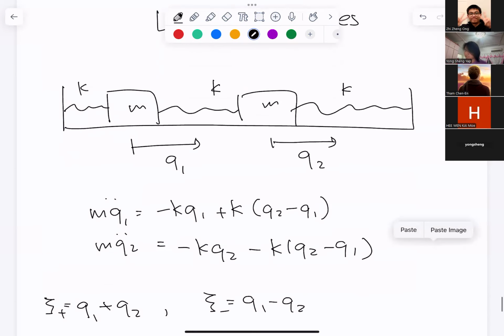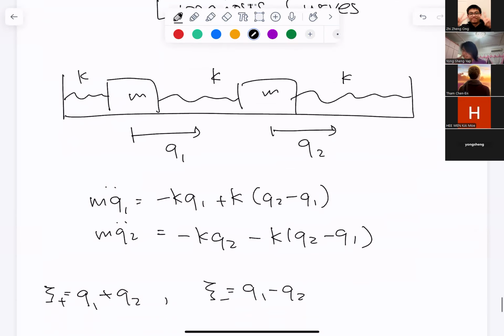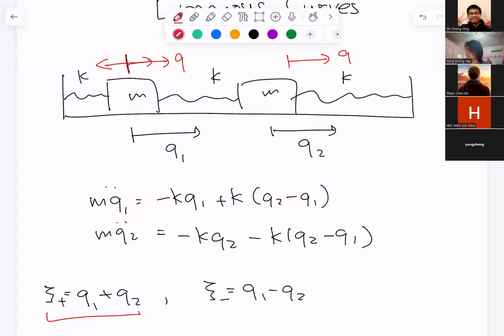What it's saying is that instead of using Q1 and Q2 in the individual blocks, you can use C plus and C minus. It's basically saying that either I move these two by the same amount Q, and then they go back and forth symmetrically together, because the middle string is not compressed or extended.